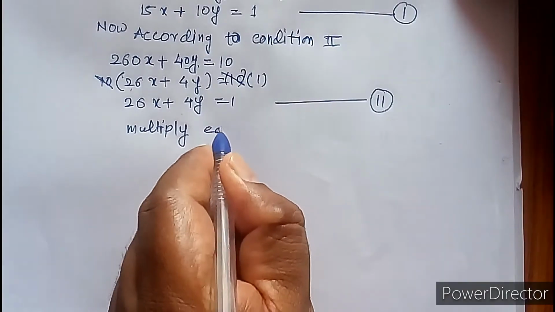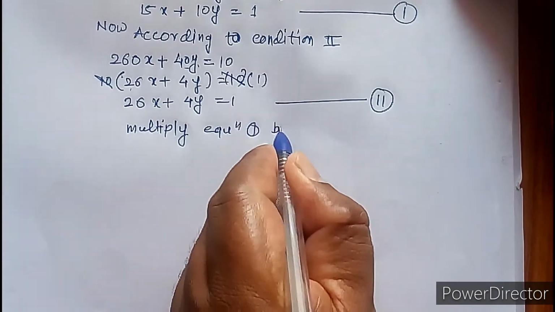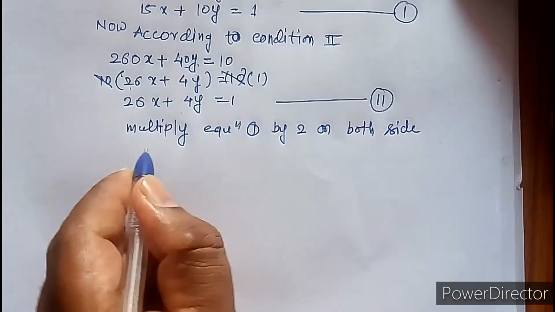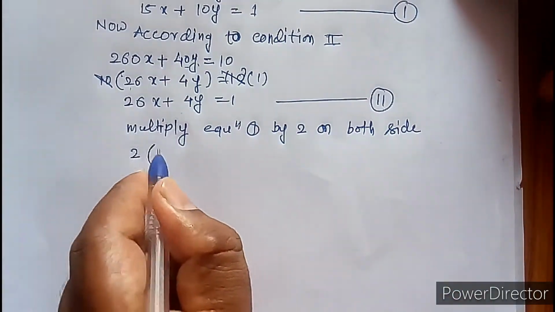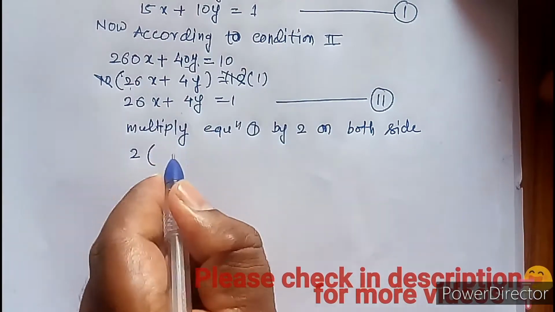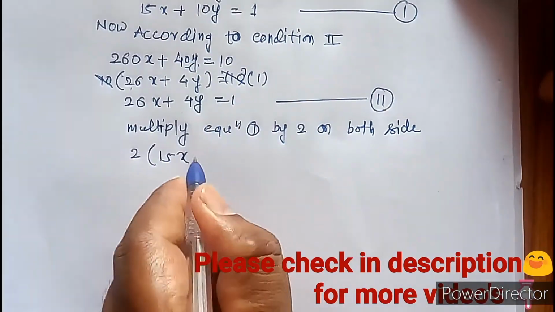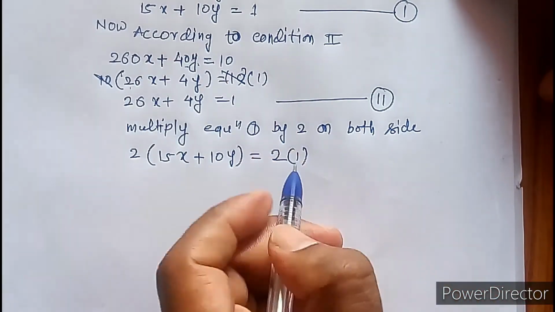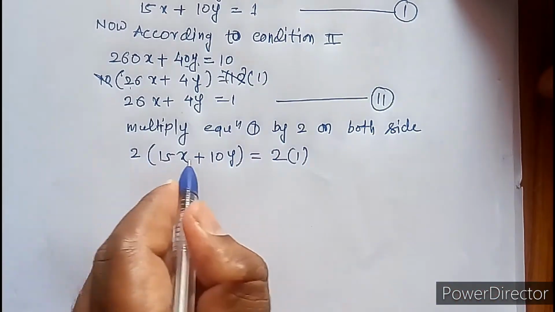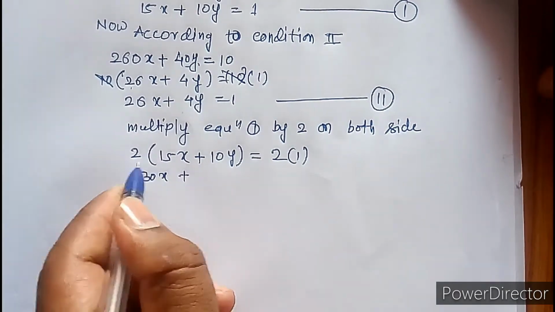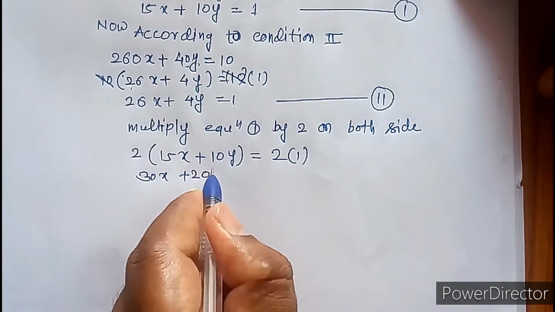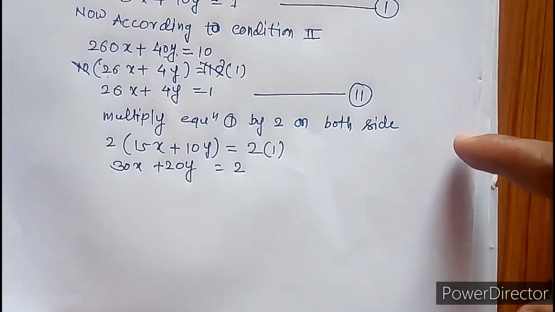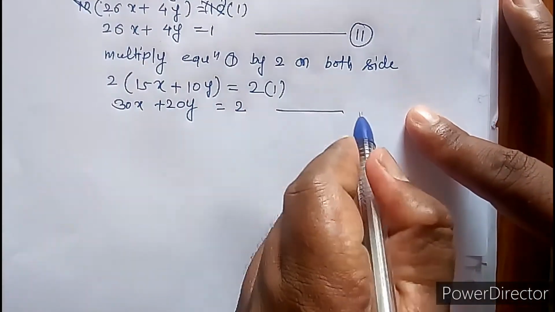Now multiply equation 1 by 2 on both sides. Equation number 1 is 15x plus 10y equals 1, and we are multiplying it by 2 on both sides. Now 2 into 15x is 30x, plus 2 into 10y is 20y, equals 2 into 1, which is 2. Now we get an equation, give it number 3.